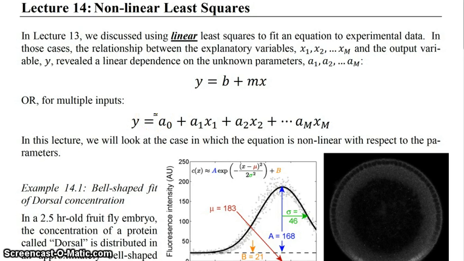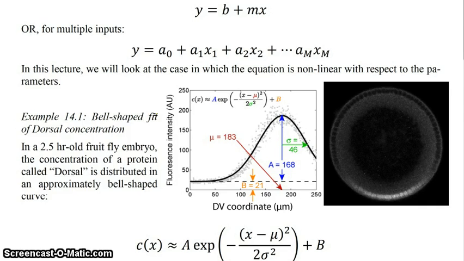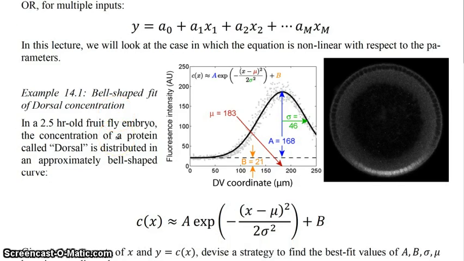So in this first example, 14.1, we're going to look at a bell-shaped fit to the dorsal concentration. This is the kind of work that I do in my lab, where if you have a 2.5-hour-old fruit fly embryo, the concentration of a protein called dorsal is distributed in an approximately bell-shaped curve, which looks like this. Right? And here's what the real image looks like. So the dorsal protein is highly intense down here. This corresponds to the peak of the bell-shaped curve, and then as you go around the periphery in what we call an x-axis, it is high and then it drops off to low.